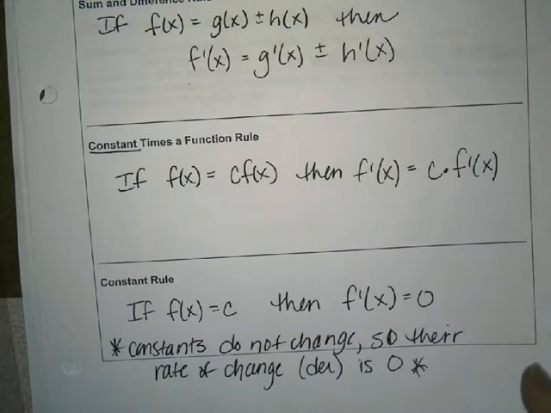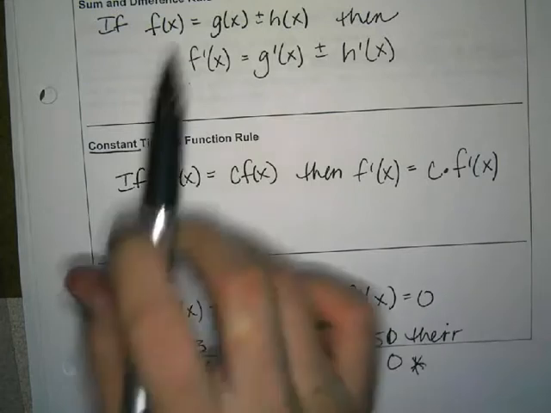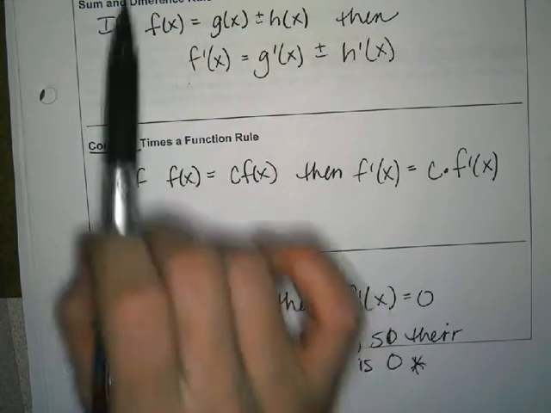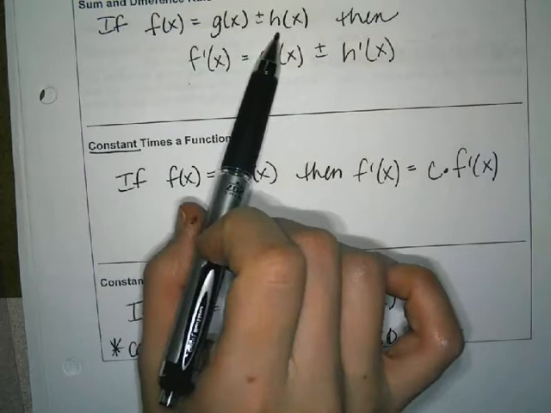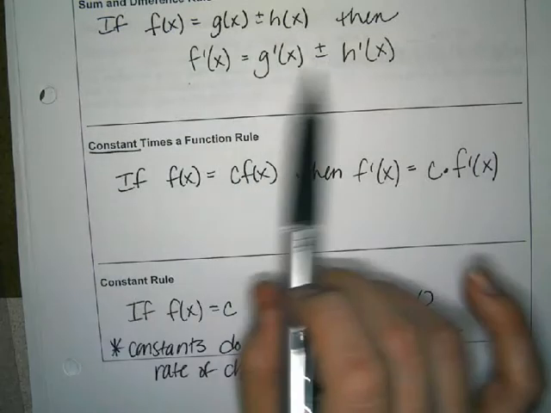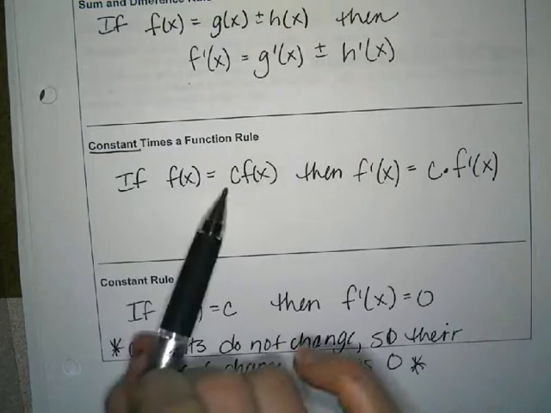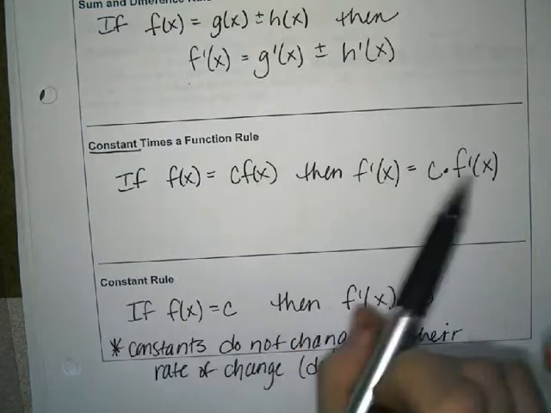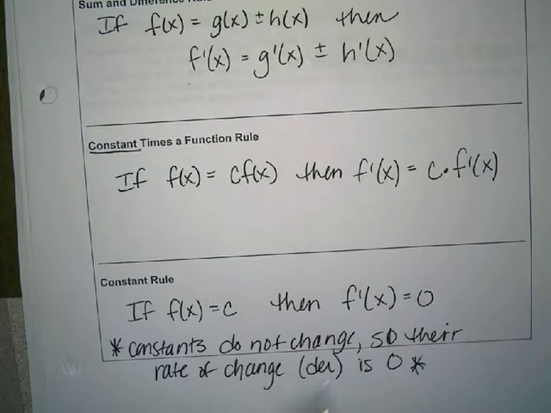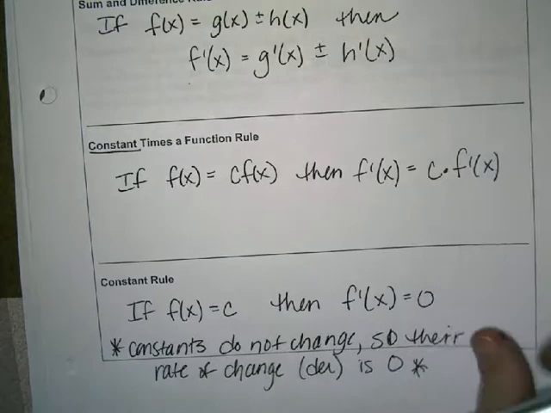Okay, so basically these three: if you're adding and subtracting two functions, the derivative is the derivatives of those two functions still being added or subtracted. If you have a constant in front, the constant stays. You just multiply it by the derivative. And then here, if you just have a number by itself, then the derivative is 0. All right, let's look at some examples now.